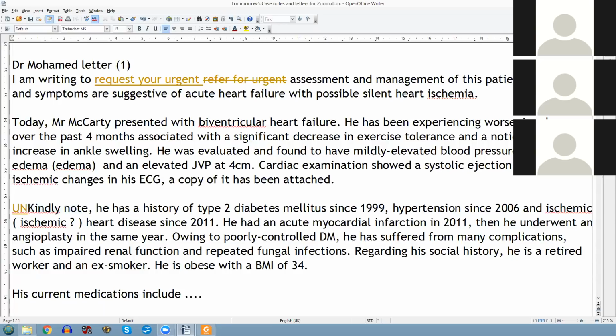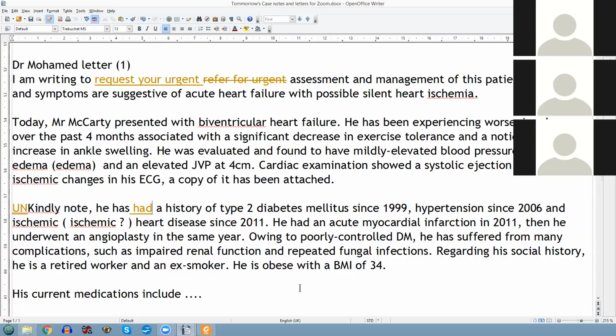Fine. He has, right. Well, we need to use present perfect. So he has had, because it began in 1999, yeah? So he has now, yes, but it started in 1999, so we have to make it present perfect. He has had a history of type 2 diabetes, 1999, 2006, and ischemic heart disease in 2011. He had, okay, it's just a simple past. But in the same year, poor control of DM, he suffered from many complications.